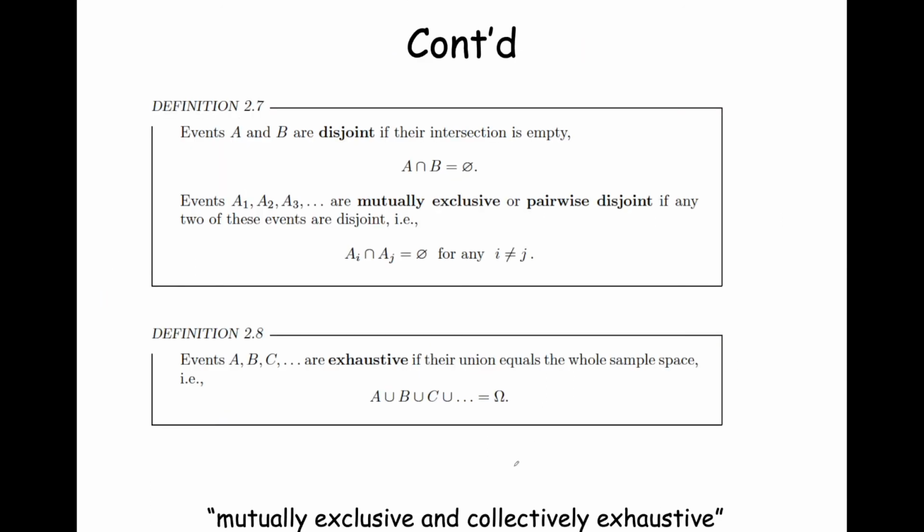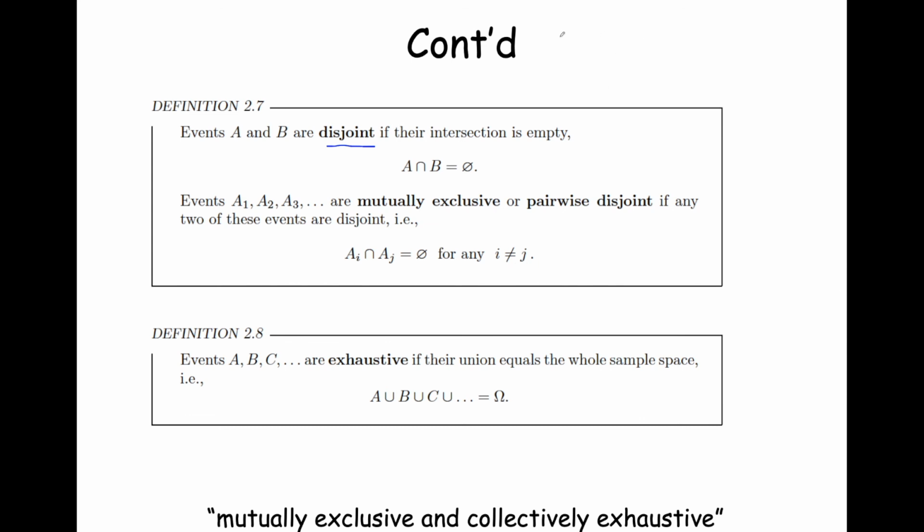So let's consider events in general. If we have two events, A and B, they are considered or called disjoint if the intersection is empty. So what does that mean? It means A and B do not share any elements.